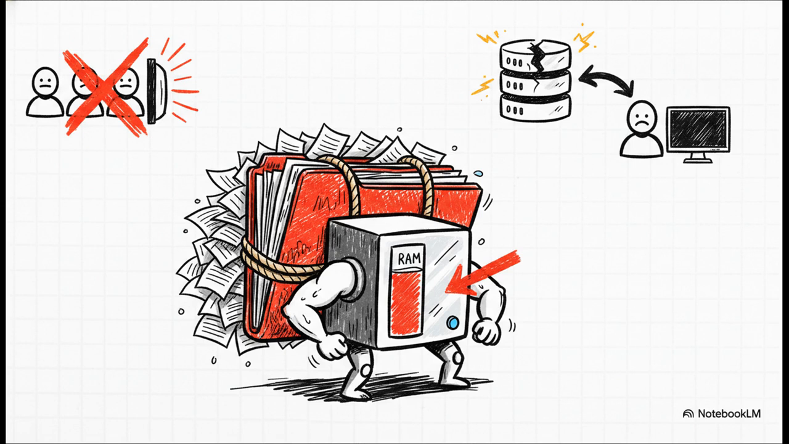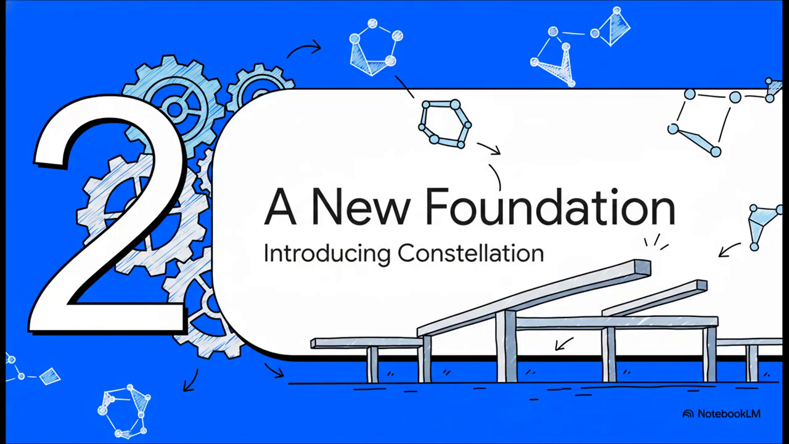And what happens if the server holding your file goes down? Poof, your whole session is gone. So, you can see this just wasn't sustainable. It was slow, it didn't scale well, a totally new approach was needed. And that's exactly why Pega went back to the drawing board and built a new foundation called Constellation.